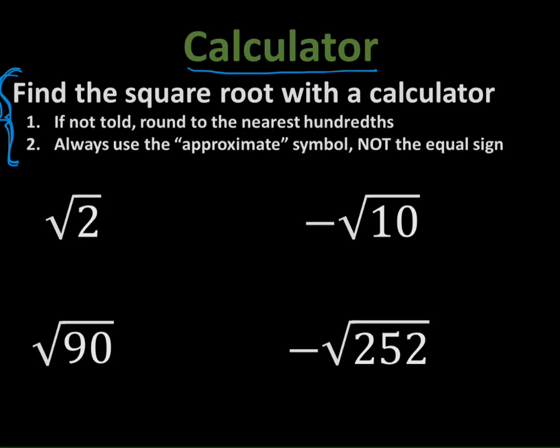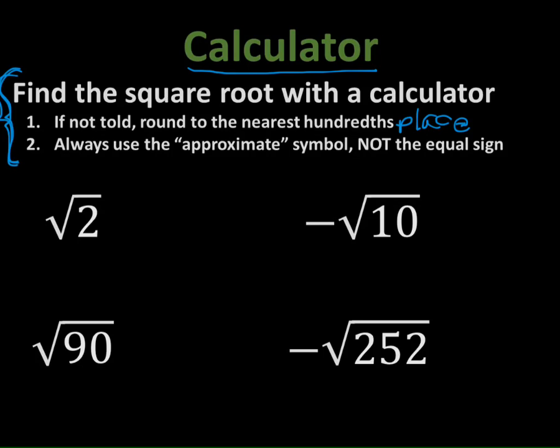If not told, round to the nearest hundredth. Hundredths place is what it really should say. Oops. That says place, by the way. So round to the nearest hundredths place, if not told. And then number 2, always use the approximate symbol, not the equal sign. And I'll show you what that means in a second. All right, so our first example is square root of 2.